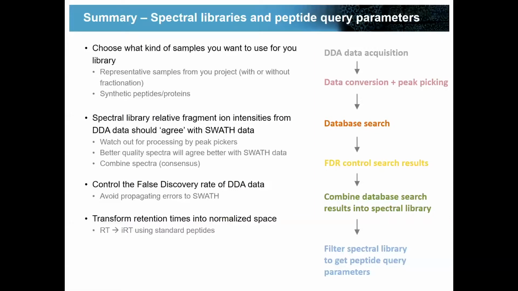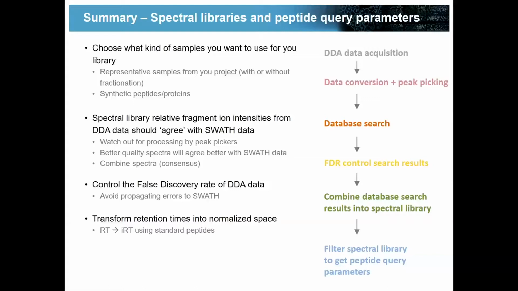Just to summarize this whirlwind tour of spectral library generation, this is the overall workflow, which looks very much like a standard DDA search until you get down here, where you have to do a few extra steps in order to make this into a spectral library, and then finally a set of peptide query parameters. So we need to make some choices about what kind of samples to use. Representative samples are probably a good start and a safe thing to do, but there are other options. It's nice to have good representation of the relative fragment ion intensities in the spectral library from the DDA data, and in some cases it might even be worth hamstringing the DDA analysis in order to improve this, such that the spectral library information is similar in its characteristics to the DIA data.